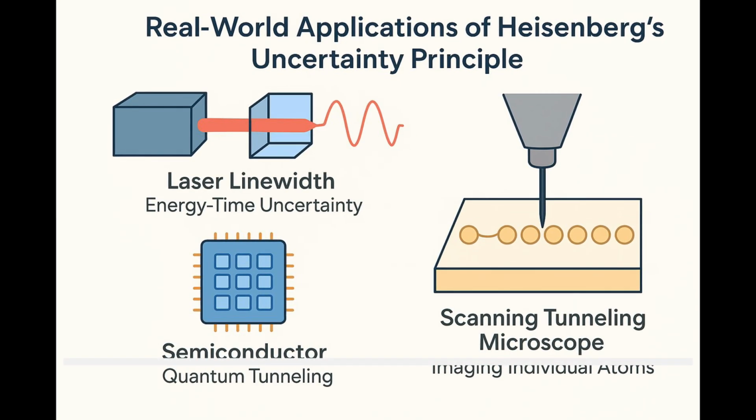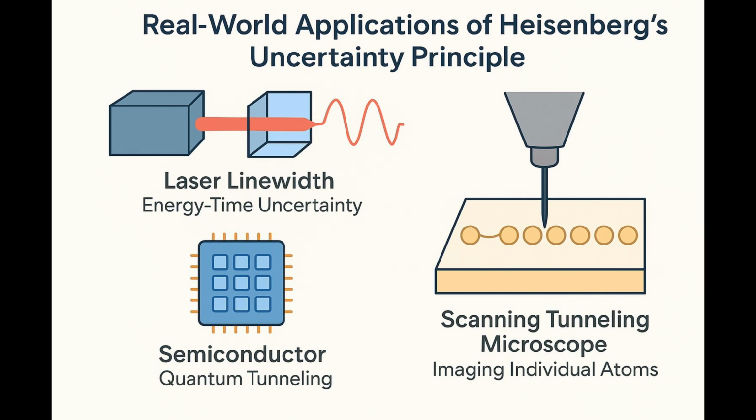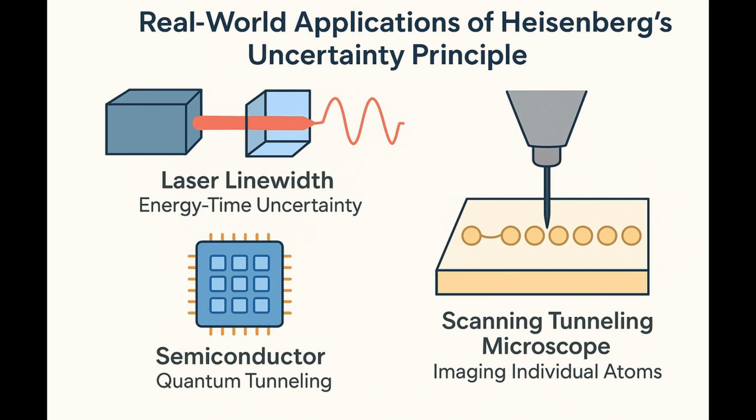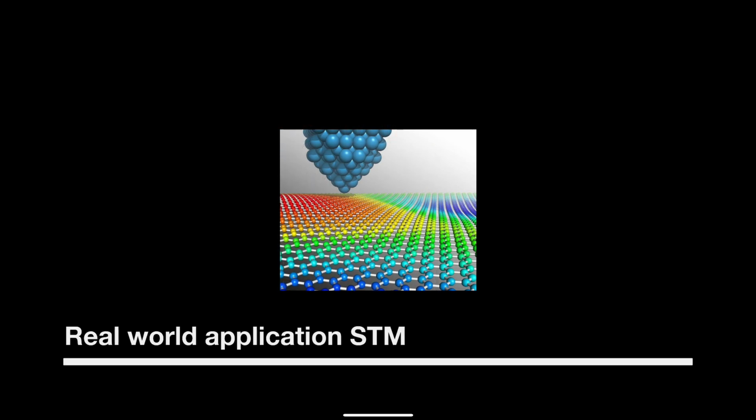Heisenberg's uncertainty principle isn't an idea just for the books. It's behind real-world technology too, like lasers, semiconductors, and the scanning tunneling microscope, or STM. This device allows scientists to see individual atoms on surfaces, but it doesn't use light like a normal microscope. Instead, it uses a sharp metal tip that hovers incredibly close, within a nanometer of the sample. When the tip is that close, electrons can tunnel through the gap from the surface to the tip, even though they classically shouldn't be able to.